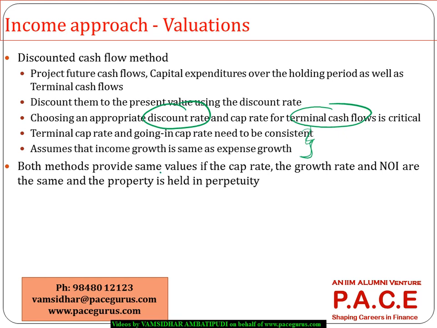Now, if I am comparing it with the capitalization method, what did we say? NOI is growing at the same rate. So the growth rate in the NOI should be constant, and the cost of capital should also be constant, which means the capitalization rate is constant, using the capitalization method as well as this method. So if all these are the same, then the discounted cash flow method is the same as your direct capitalization method. Any differences here could give a valuation difference between the two methods.